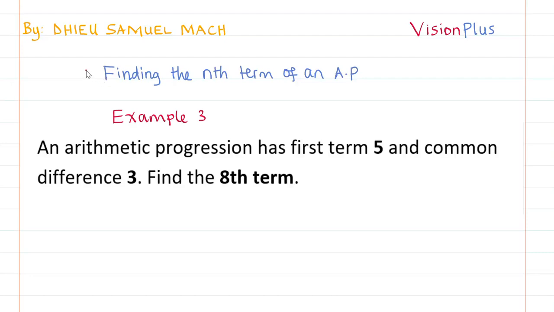Finding the nth term of an AP, example 3. An arithmetic progression has first term 5 and common difference 3. Find the 8th term. In this number, we are given the common difference and the first term.